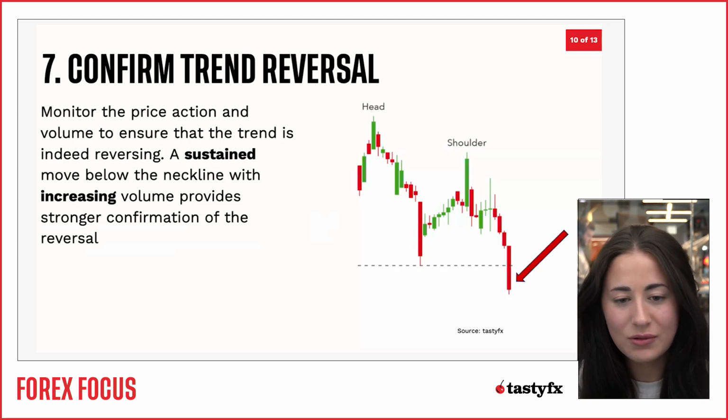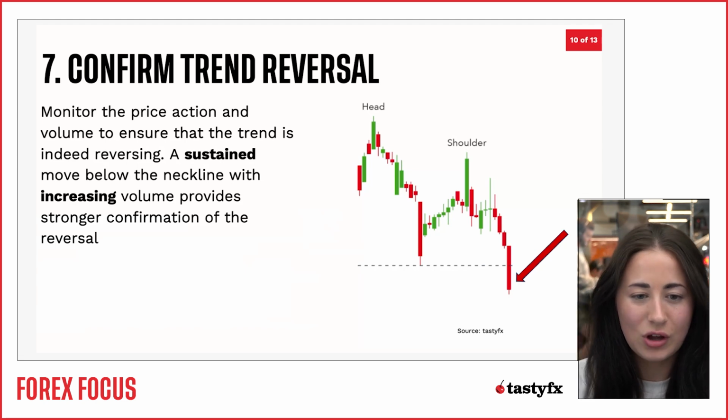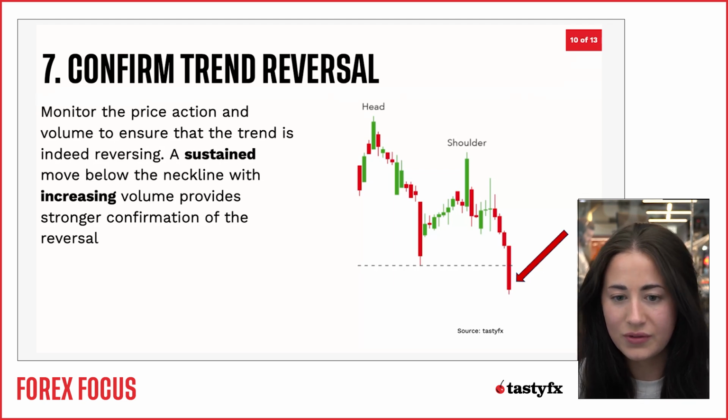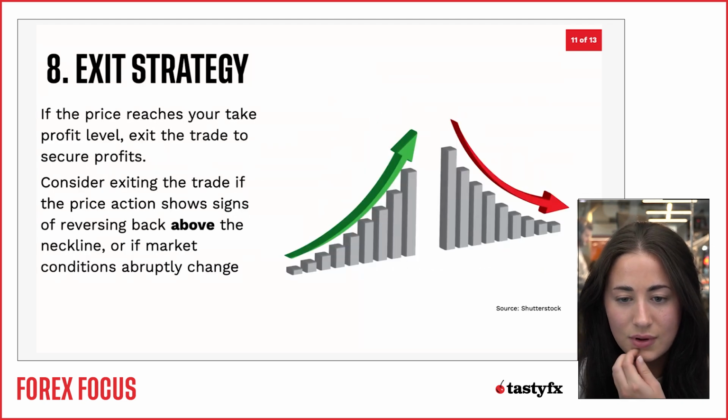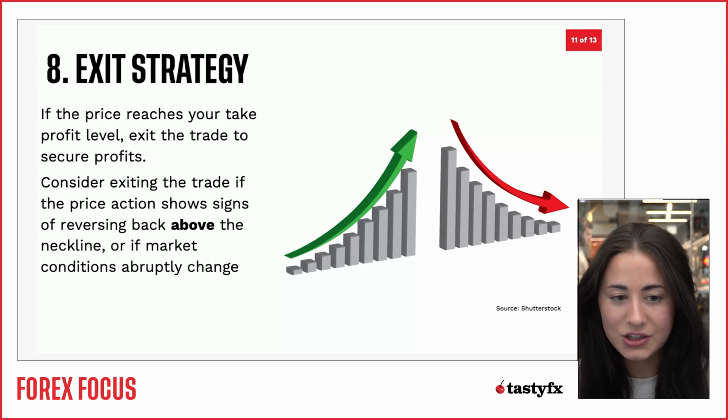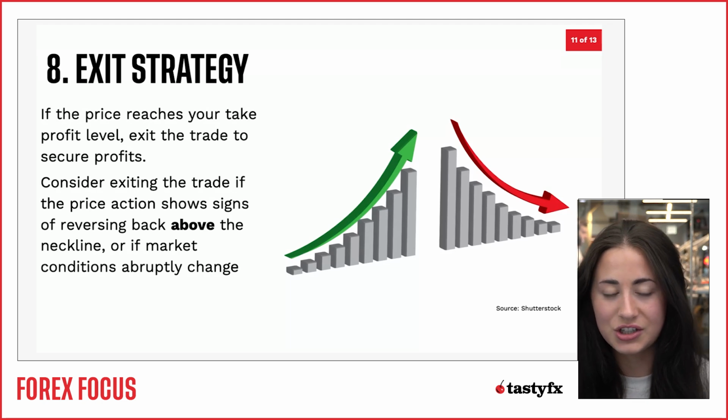To confirm trend reversal after it crosses the breakpoint, monitor the price action and trade volume to ensure that the trend actually is reversing. A sustained move from the neckline coupled with increasing trade volume provides a stronger confirmation and reliability of the reversal. You also want a good exit strategy. If the price reaches your take profit levels, like I mentioned earlier, exit that trade to secure your profits and don't get greedy. Consider exiting the trade if the price action shows signs of reversing back above the neckline or if the market conditions abruptly change.